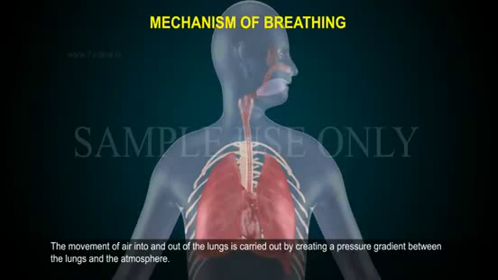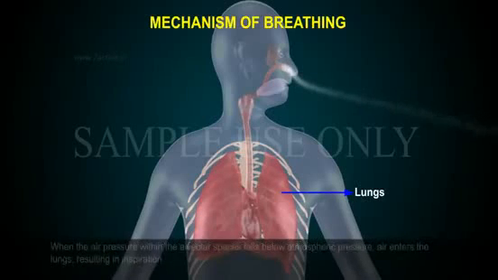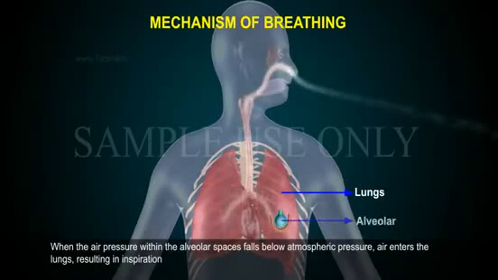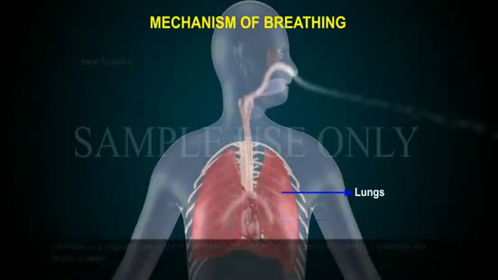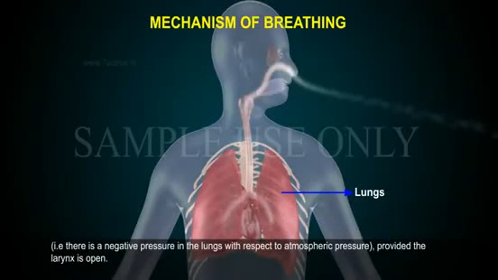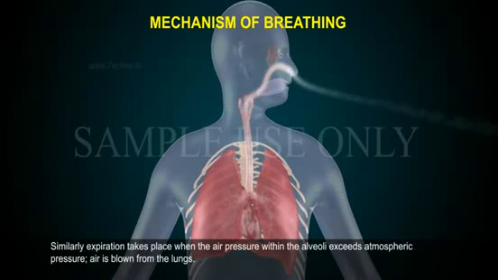The movement of air into and out of the lungs is carried out by creating a pressure gradient between the lungs and the atmosphere. When the air pressure within the alveolar spaces falls below atmospheric pressure, air enters the lungs, resulting in inspiration. That is, there is a negative pressure in the lungs with respect to atmospheric pressure, provided the larynx is open. Similarly, expiration takes place when the air pressure within the alveoli exceeds atmospheric pressure. Air is blown from the lungs.